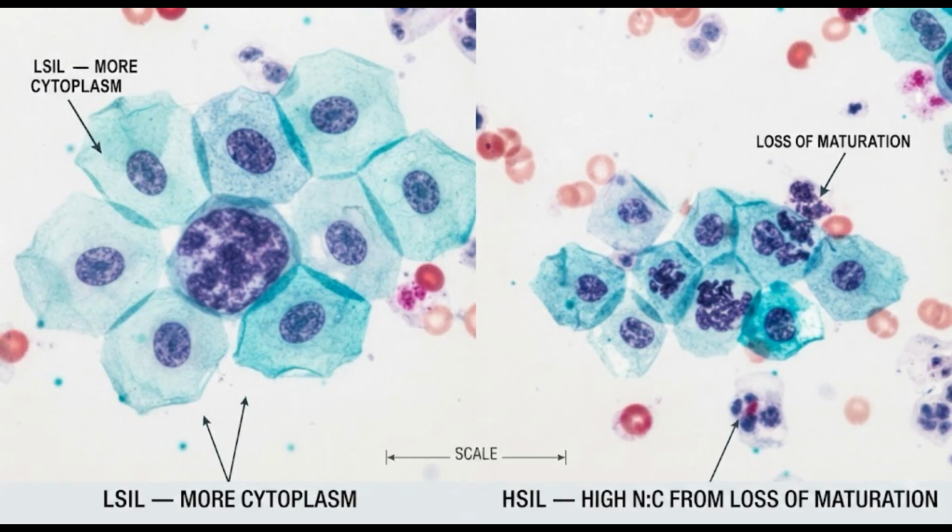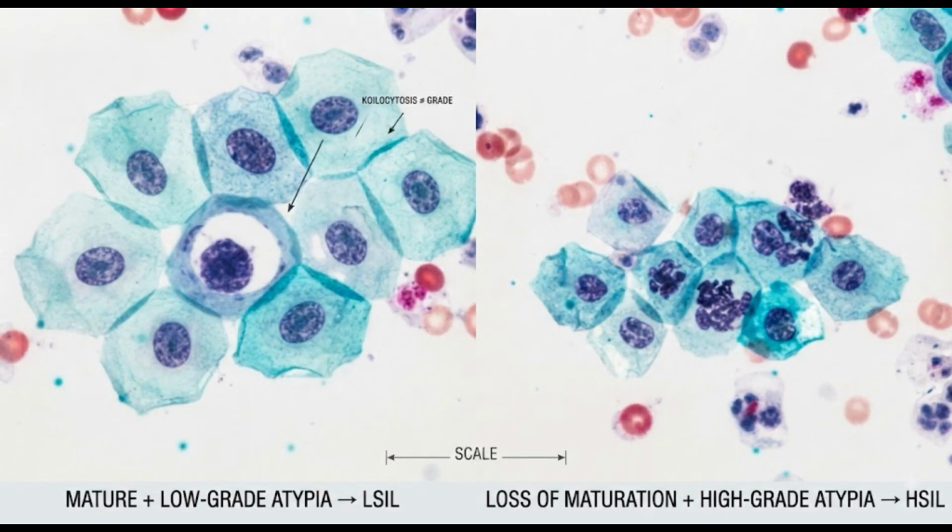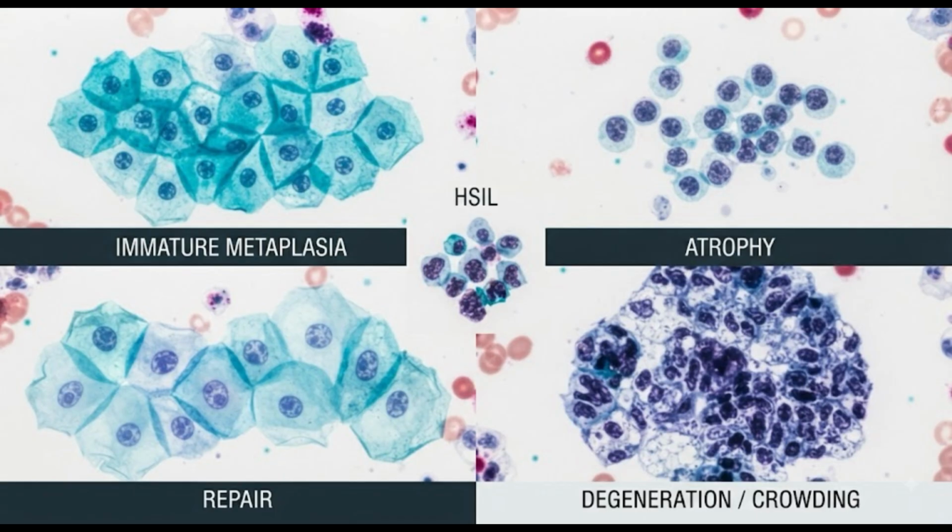The striking N:C ratio in HSIL may result substantially from reduced cytoplasmic volume and loss of maturation rather than simply greater nuclear enlargement. Koilocytic change may support LSIL, but koilocytosis does not by itself determine lesion grade. The practical distinction is: mature squamous phenotype with convincing low-grade nuclear atypia, LSIL; loss of maturation with substantially increased N:C ratio and unequivocal high-grade nuclear atypia, HSIL. Major benign mimics and diagnostic pitfalls.